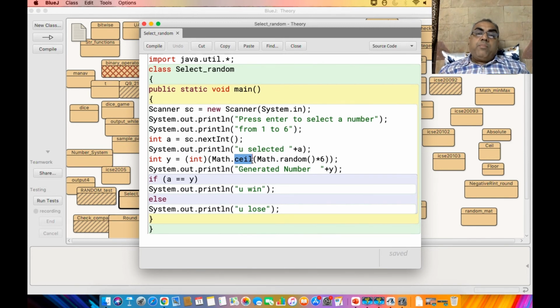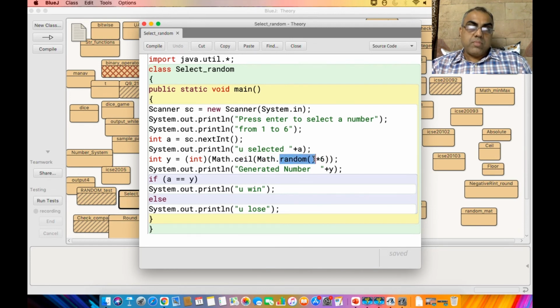So the highest number is 0.9 something, 0.95, whatever it is going to be, 0.95 into 6 is 5.7 or so. If I ceil it, it's going to make it 6. The lowest number computer could generate is 0 point something. If I ceil it, it will become 1. So 1 to 6 number generated, I convert into integer. So computer will show me. Then I'm matching. If my input value is equal to the generated value, I win, or you lose. It's a very simple concept.